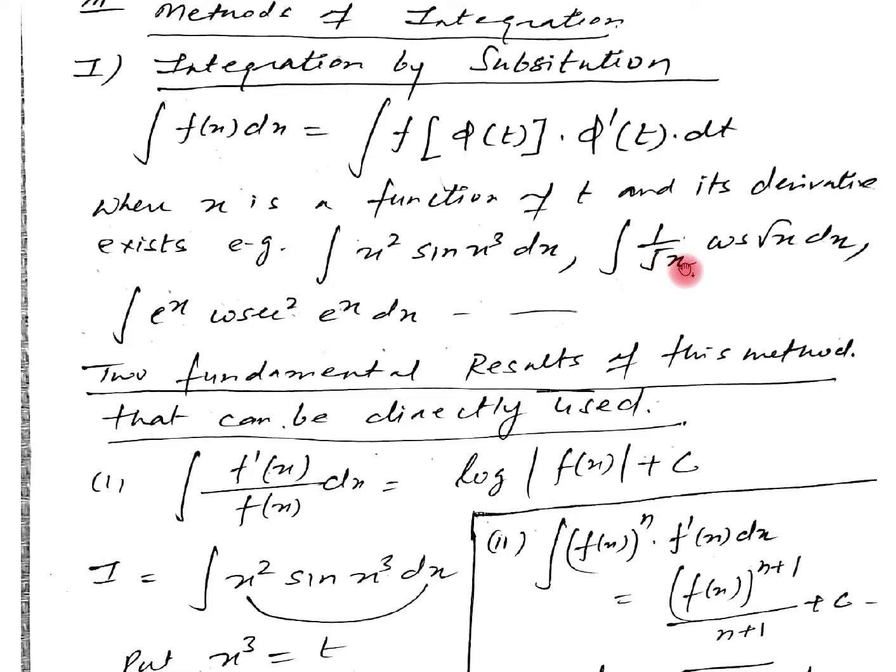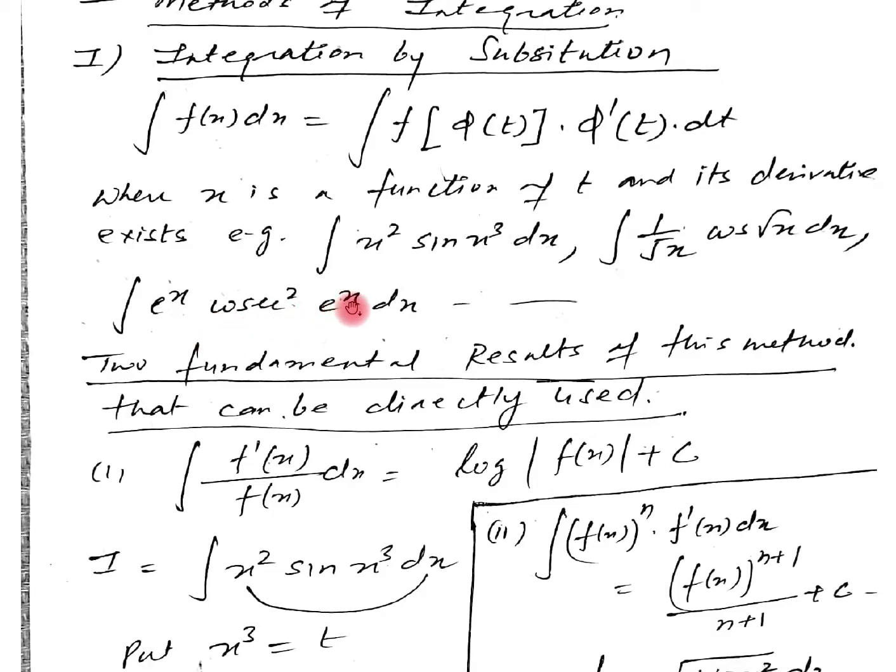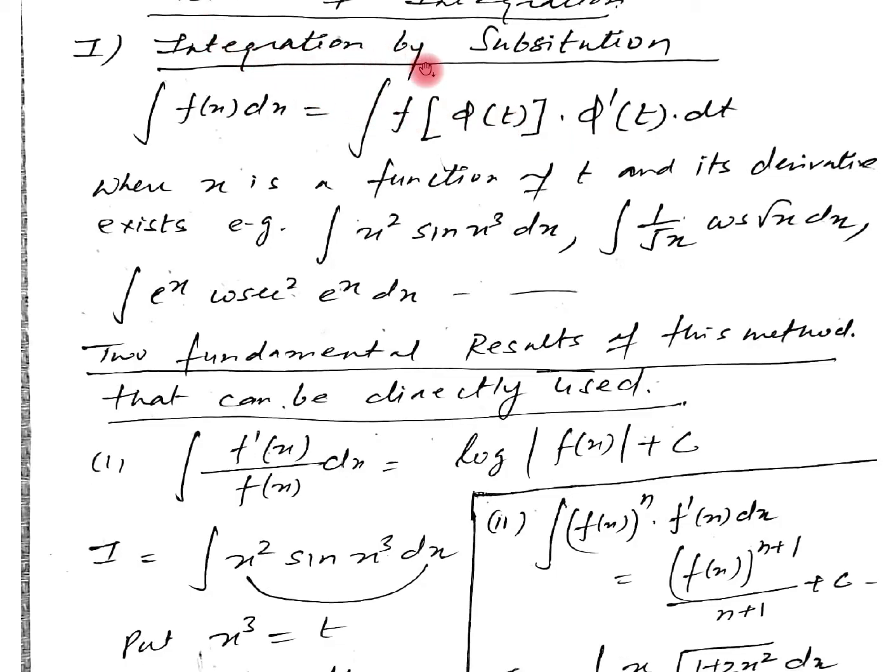Similarly, when I am taking this question, cos under root x, we know the derivative of under root x is 1 by 2 under root x. It hardly matters for the constant term, we can easily multiply or divide, but the variable term of the derivative is given. Similarly, in this question, if our variable is e raised to power x, we know the derivative of e raised to power x is e raised to power x. In this type of question, when the function and its derivative are given, we always take help of what? Integration by substitution.